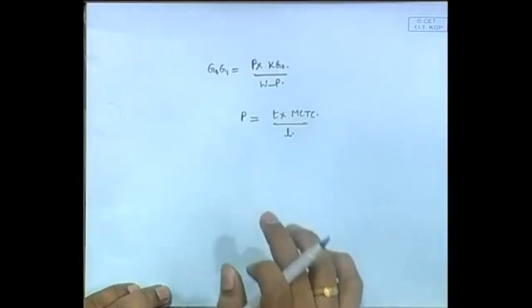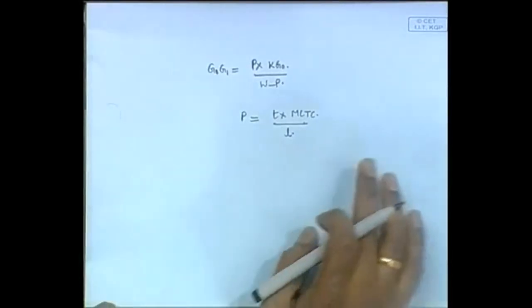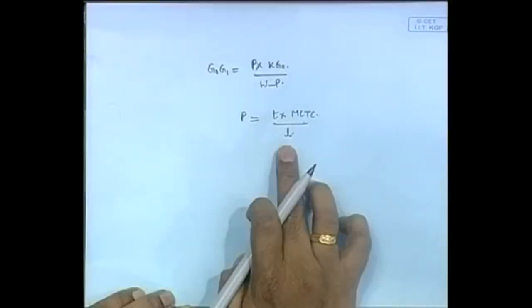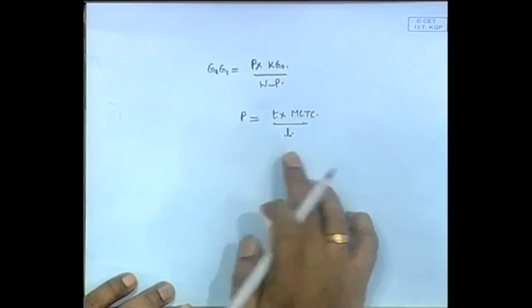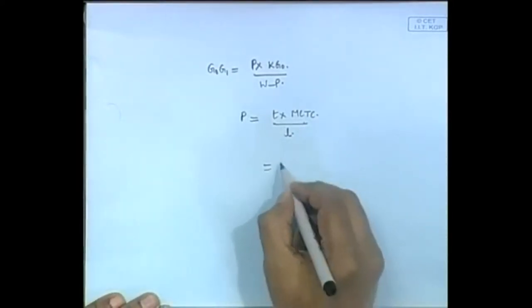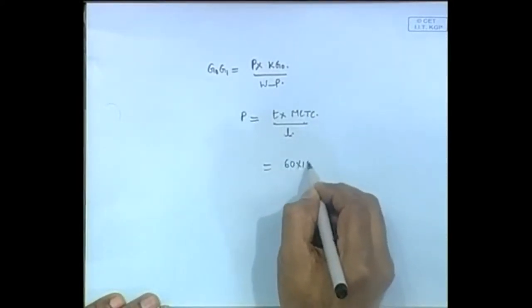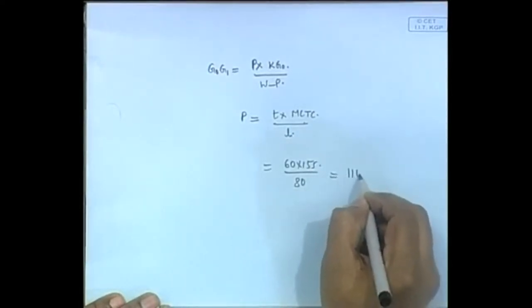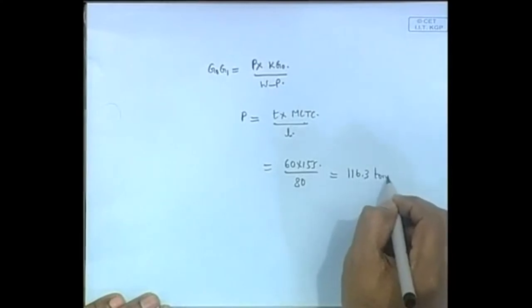Okay, this is the critical instant when it touches here and then it just sits, and therefore, at that point T into MCTC by L will give you P. So, you are given your trim is 0.6 meters. So, 0.6 into 155 divided by 80 becomes 116.3 tons.